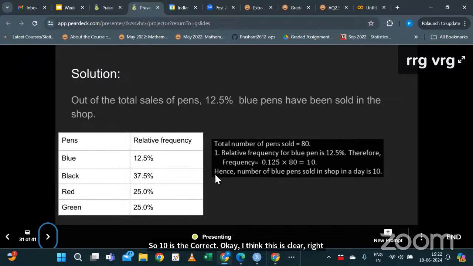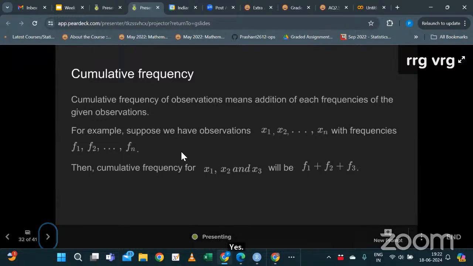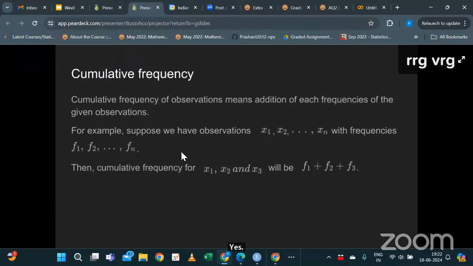Yes, sir. So then let's move to the next part, which is called cumulative frequency. Cumulative frequency is just a basic definition: it means you are adding the frequency of each observation. For example, if we have observations x1, x2 up to xn, and frequencies f1, f2, fn, and I ask for the cumulative frequency for x1, x2, and x3, you have to add the frequencies for these three observations.